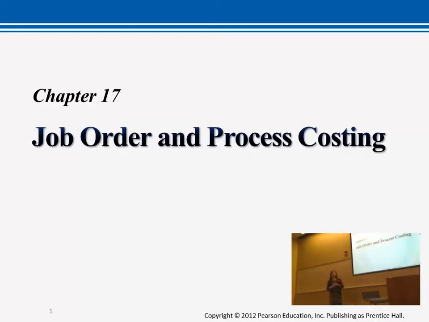Before we start on Chapter 17, let's just briefly review what we covered last week. Chapter 16, the first chapter of this course, was a brief introduction to what managerial accounting is. Remember, we're trying to provide information as management accountants to the management level in order to help them do what? Plan their goals. What else?